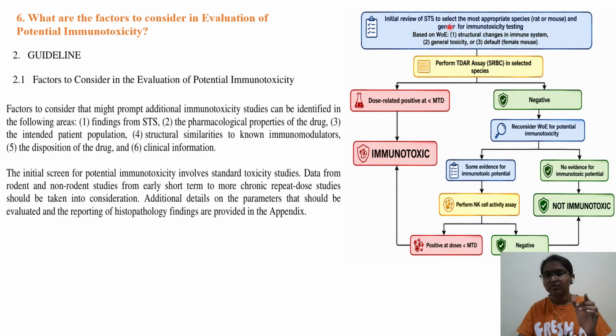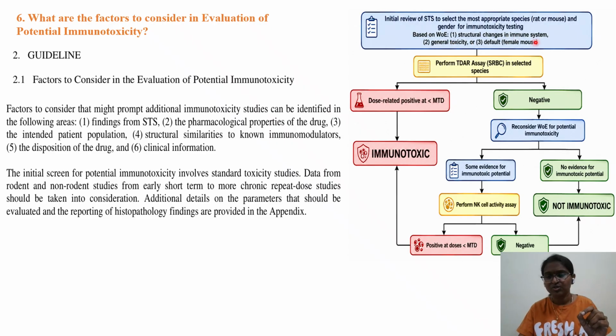Initial review of the standard toxicity studies is used to select the most appropriate species. Whenever you are doing dose range finding studies, you will identify the selection of species, so that you will decide whether to do further studies in mice, rat, rabbit, dog or monkey. Then, gender for the immunotoxicity study: whether I have to go for male or female based on weight of evidence.